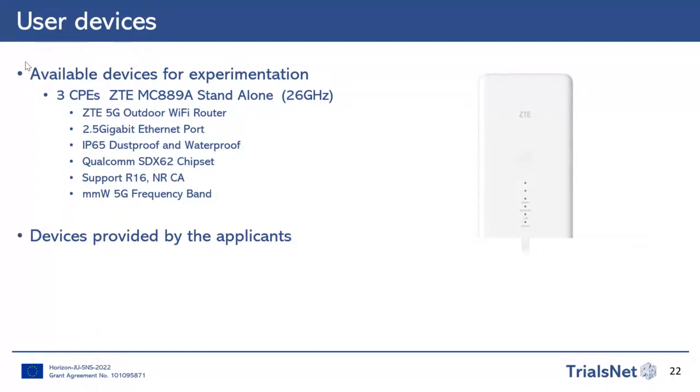For the user device for the experimentation, we use 3CP TMC 889A standalone, clearly compatible with the Spectrum 26 GHz. And we have a ZTE 5G outdoor Wi-Fi router, 2.5 gigabit Ethernet port, IP65 dust-proof and waterproof, Qualcomm SDX62 chipset, and as we said, the support of millimeter 5G frequency.